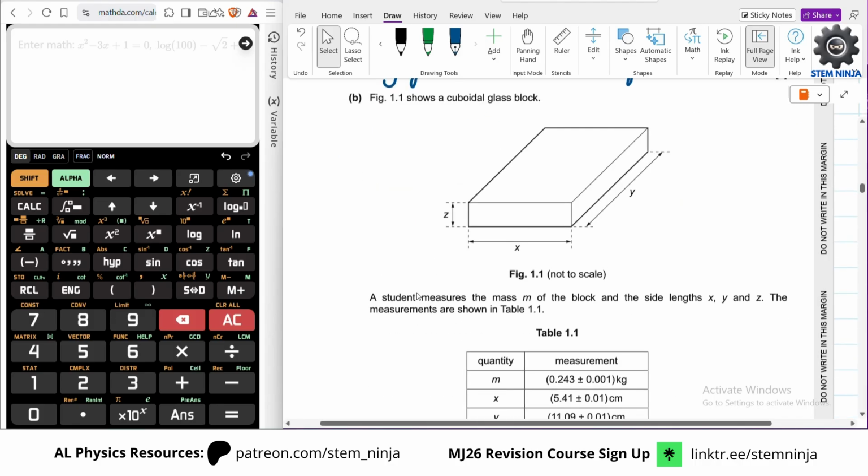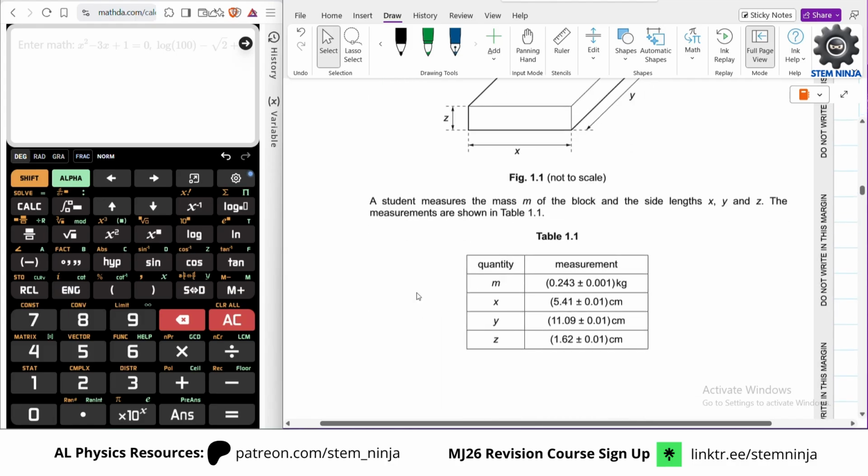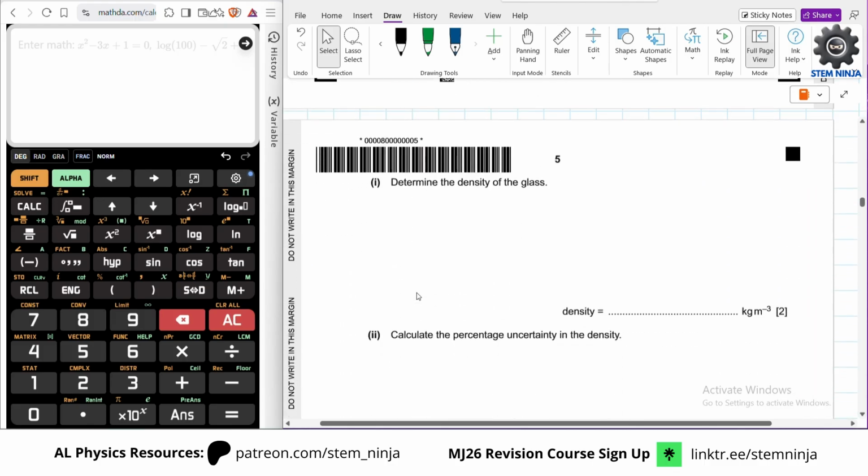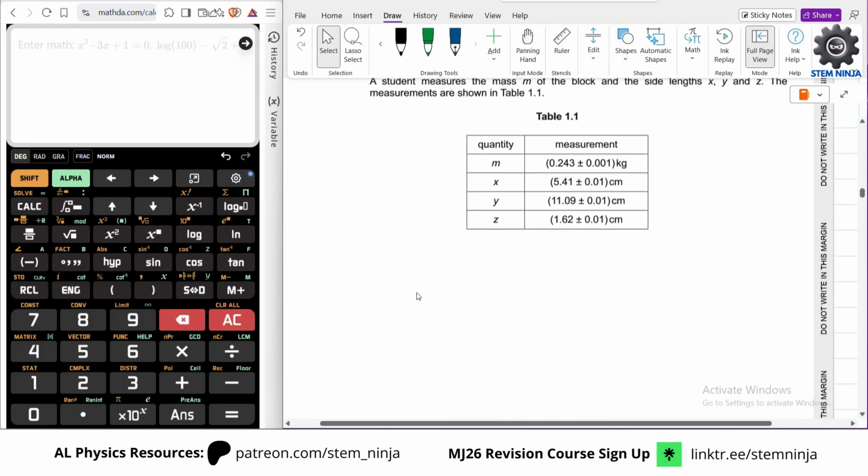Figure 1.1 shows a cuboidal glass block. A student measures the mass m of the block and the side lengths x, y, and z. The measurements are shown in table 1.1. So basically we are going forward to finding the density. Remember, we need the density to be in kg per meter cubed. All of these are given in centimeters.